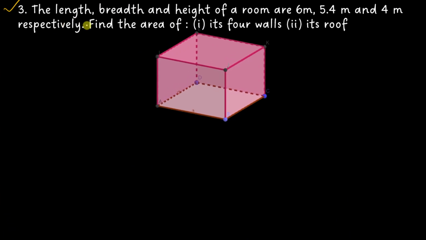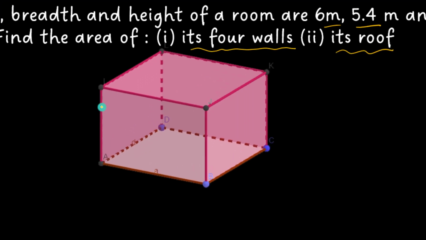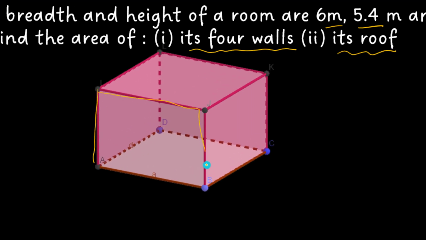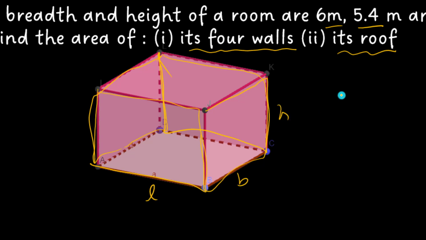Question number 3. The length, breadth and height of a room are 6 meter, 5.4 meter and 4 meter respectively. Find the area of its 4 walls and its roof. So this room has 4 walls, and out of that, this wall is equal to this wall. Area of this wall is equal to this wall, and area of the right side wall is equal to area of the left side wall. So this is L, B and H.